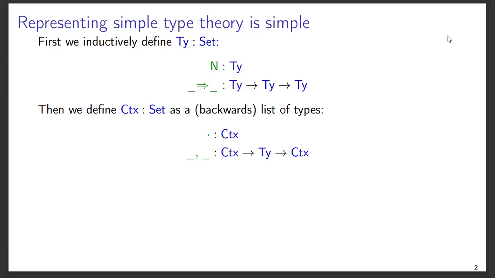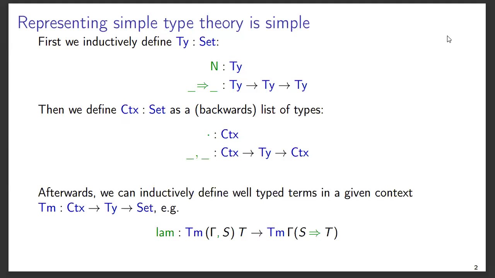And then after I've done that, I can define what it means to be a context. You can see that a context is basically a list of types, giving the types of the variables in my context, which is again an inductive definition. A context is either empty, or if I have a context, I can extend it with one fresh variable of a given type. And because I've already introduced what the types are, this is again straightforward, right?